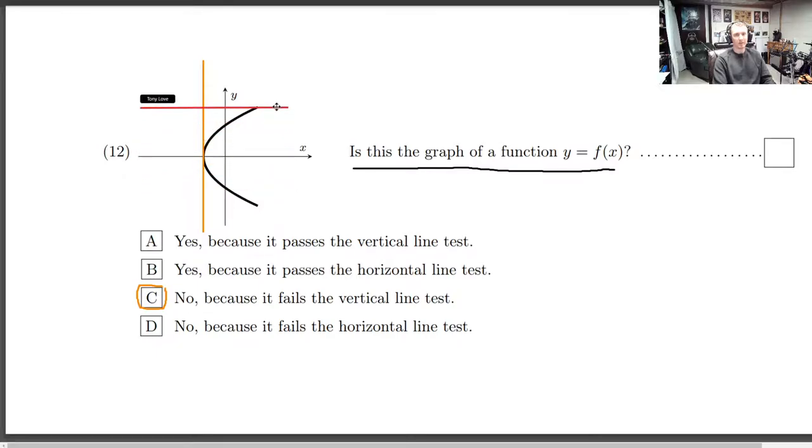Every horizontal line, this one, this one, this one, this one, this one, it crosses at most one time. So this one passes the horizontal line test, fails the vertical line test, which means this is not a function, but it does have an inverse function.